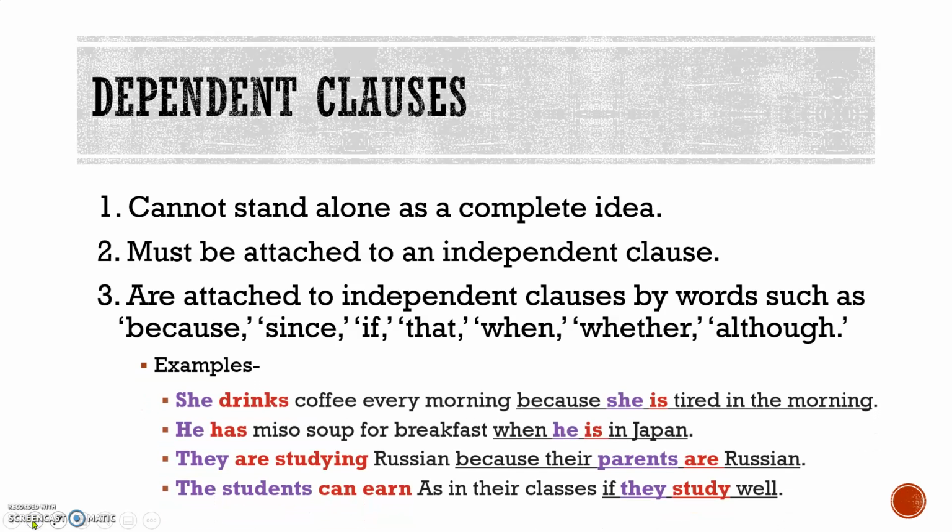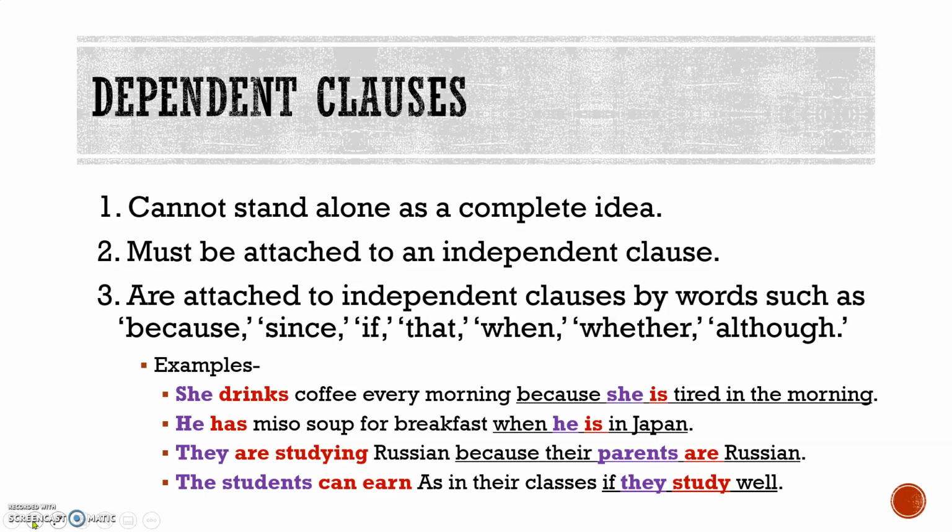Some examples. She drinks coffee every morning because she is tired in the morning. So this last underlined part is the dependent clause, because she is tired in the morning. He has miso soup for breakfast when he is in Japan. They are studying Russian because their parents are Russian. The students can earn A's if they study well. So these are the dependent clauses.